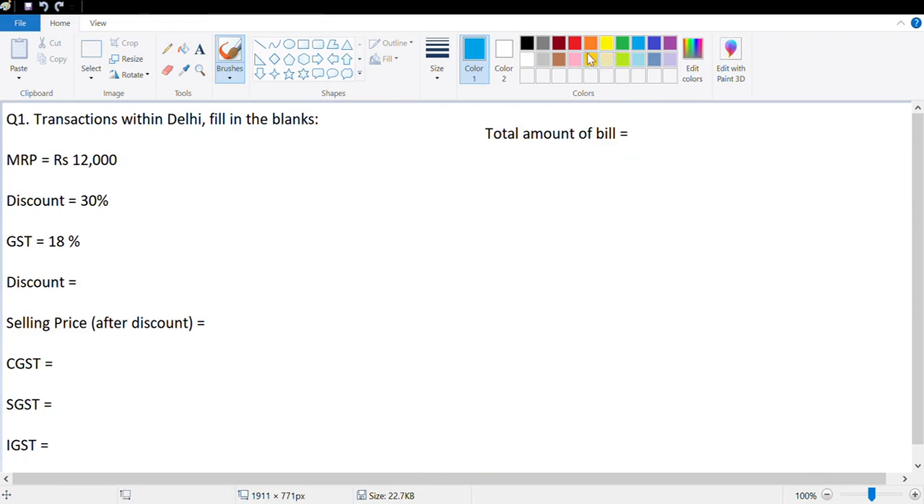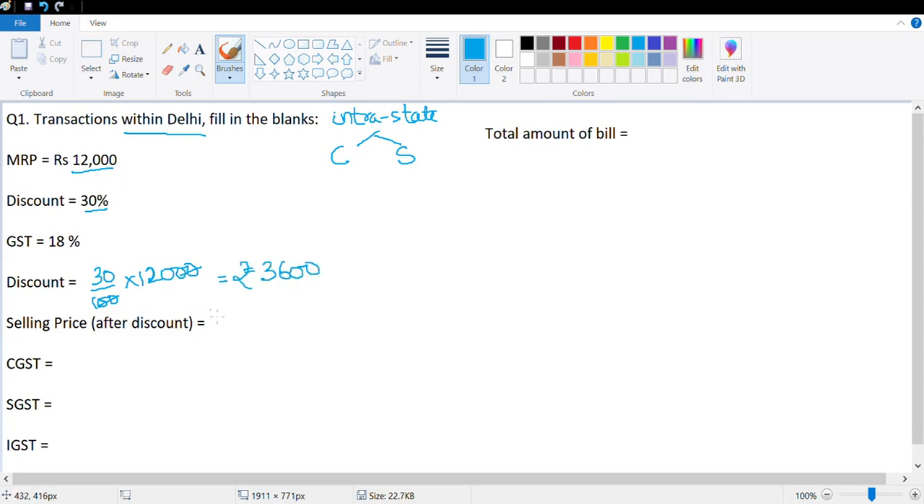Question number one, transaction is within Delhi, which means we're looking at an intrastate. So what we have is a combination of CGST and SGST. MRP is 12,000, discount is 30%. They want us to calculate the discount in value, which is basically 30% of the MRP, which is 30 into 12,000 upon 100, which is equal to 30 into 120, which is equal to rupees 3,600.